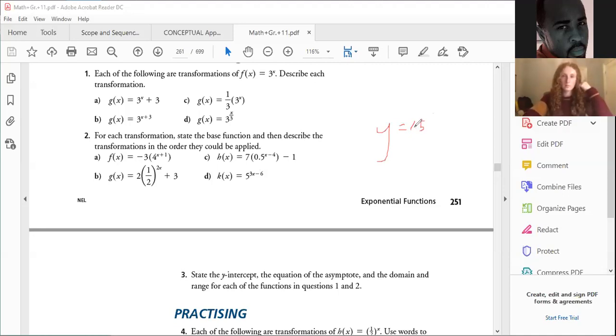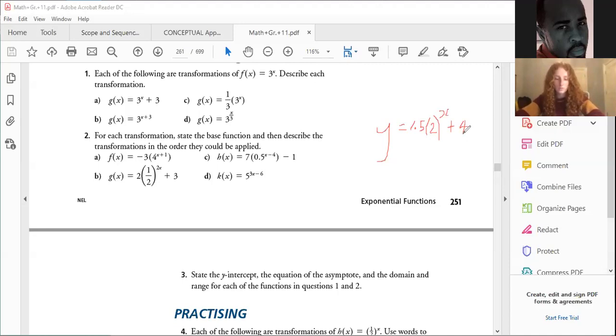That's a point, okay? 2 to the power of x plus 4. Okay. Would you say that's a growth or a decay? I'm gonna say it's a growth.